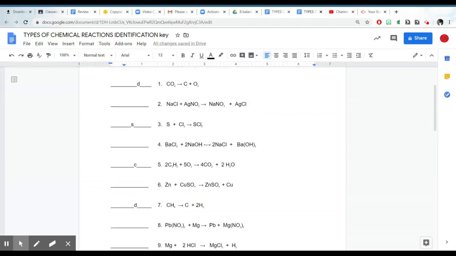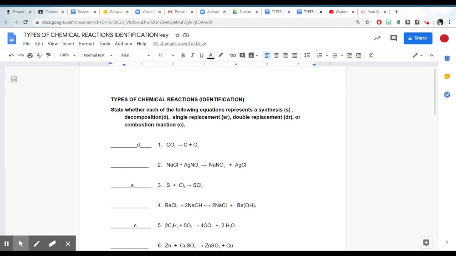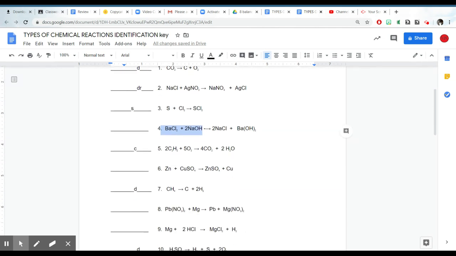Now I'm going to go through and find my replacement reactions, which means I have to have two things on one side and two things on the other. Notice I have two compounds on one side and two compounds on the other side. Sodium is going to switch places with silver, and that's going to be a double displacement or a double replacement reaction. Number 4, I have two compounds on one side and two compounds on the other, double replacement.